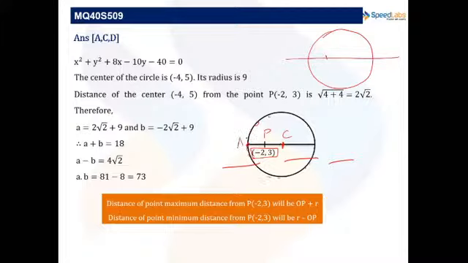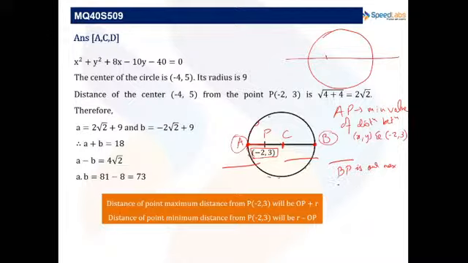If this point x, y will lie on this circumference, it will be having the minimum value when it will be at this point A, and the distance will be maximum when the point x, y will be at point B. So AP is our minimum value of distance between x, y and (-2, 3). Similarly, BP is our maximum value of distance between x, y and (-2, 3).